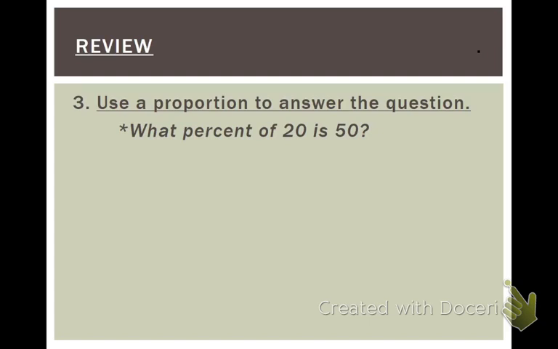All right, so we've got a quiz coming up on Monday, so I wanted to do a couple review questions for you. This says, use a proportion to answer the question. Do you guys remember what a proportion is? No, P times F equals is actually the percent equation. A proportion, if you remember, is 2 fractions that are set equal to each other. So like 1/2 equals 5/10. That's a proportion because it's 2 fractions that are set equal to each other.